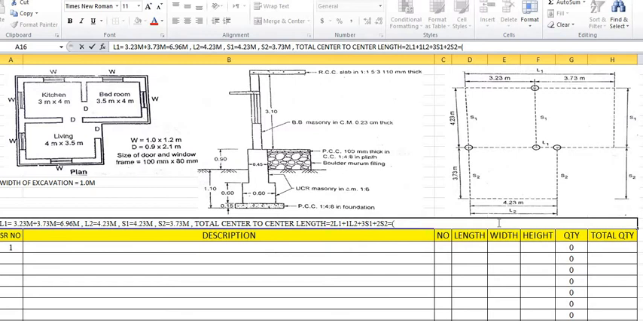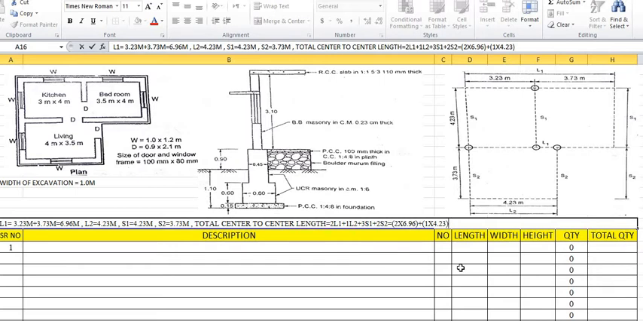So here 2 numbers of L1 are there, so 2 multiplied by L1. What is the length of L1? Already we have calculated it here. The length of L1 is 6.96. So here the first L1 has been completed. Plus, what is L2? How many numbers of L2? 1 number of L2. So 1 into L2. What is L2? 4.23. Again bracket close.